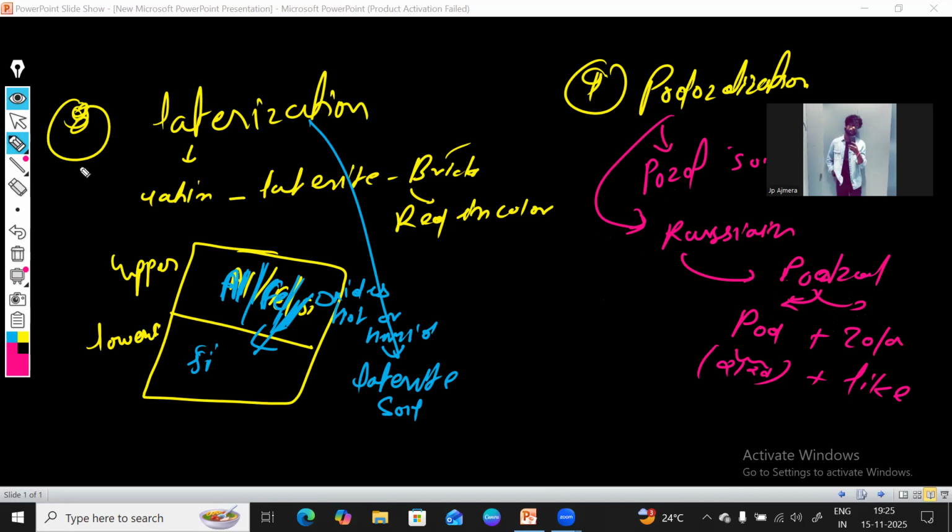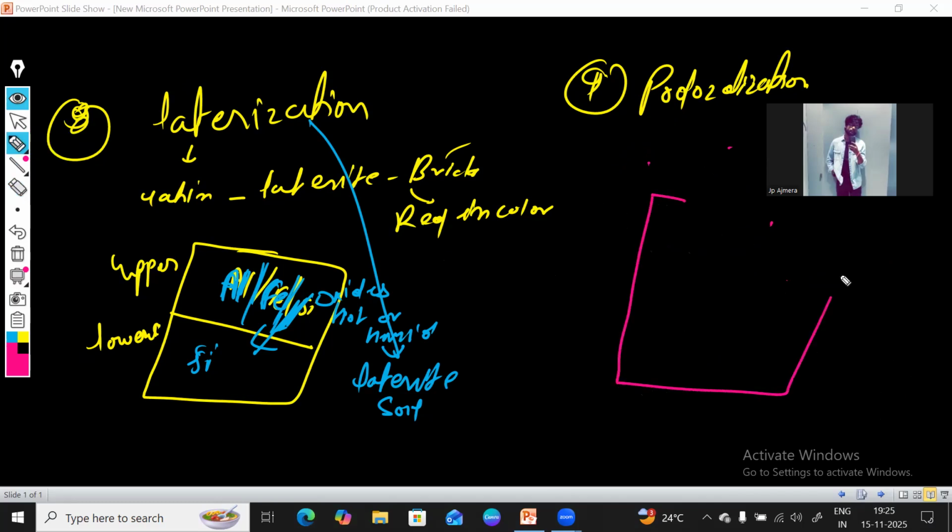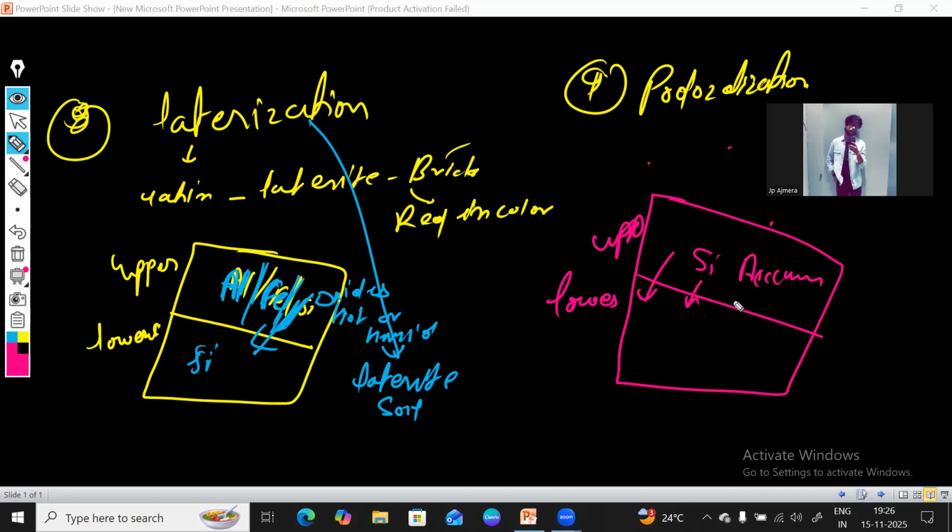So what would happen in the case of podzolization? Let me erase it to explain in a better way, so you can have a comparison at the same time and will not get confused anymore. In podzolization, we make the soil again with two parts, upper and lower. We'll just do the opposite. There was leaching of silica and accumulation of iron and aluminum oxides before. So here would be the accumulation of silica, and the leaching of iron and aluminum oxides.